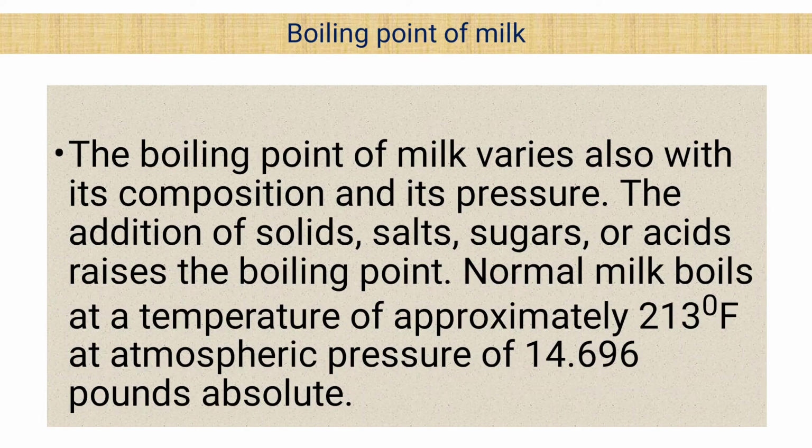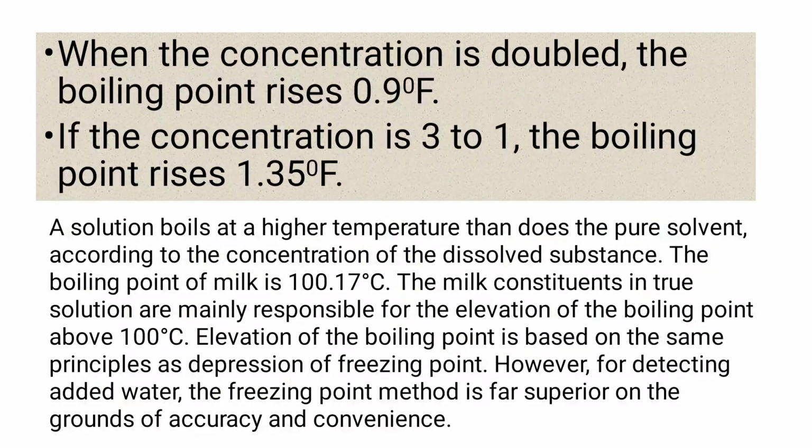The next property is the boiling point of milk. The boiling point of milk varies with its composition and its pressure. The addition of solids, salt, sugar or acids raises the boiling point. Normal milk boils at a temperature of approximately 213 degrees Fahrenheit at atmospheric pressure of 14.69 pounds absolute. When the concentration is doubled, the boiling point rises 0.9 degrees Fahrenheit. If the concentration is 3 to 1, the boiling point rises 1.35 degrees Fahrenheit.